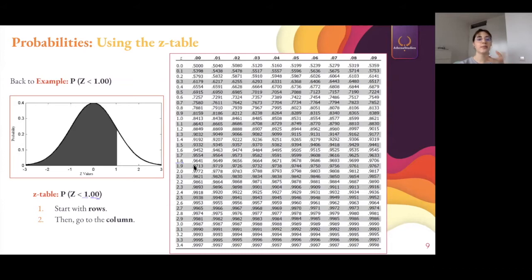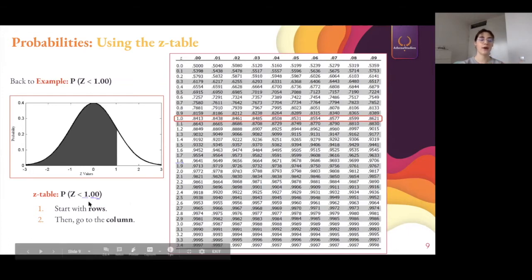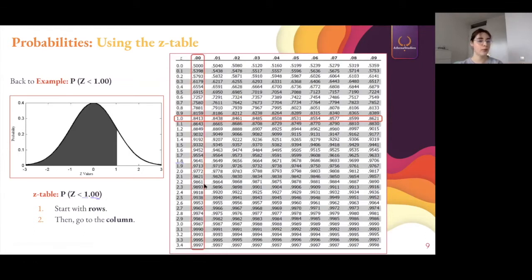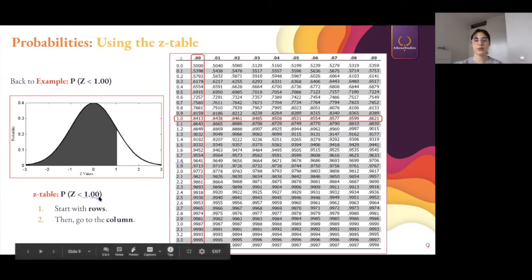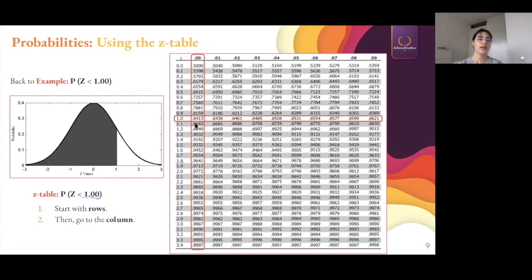When we look in the z-table, like I said, we start with the rows. So in this case, we have our row, so 1.0, because our z-score starts with 1.0. And then we move on to the columns, which is 0.00, because that's exactly what our z-score says. So we see where they intersect, and that probability that z is less than 1.00 is 0.8413. So this is 0.8413. That's exactly how you would write the answer.